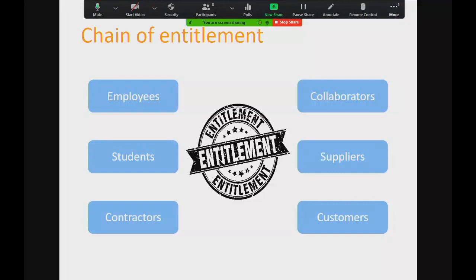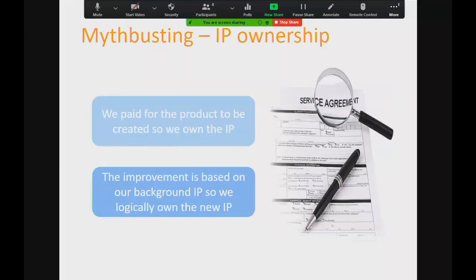Get that chain of entitlement, get those assignment documents in place. The myth busting, yeah, we paid for it, so we own it. Or the improvements based on our background IP, so it's our IP. No, no, and no. Whoever creates it typically owns it, unless there's some terms in place that say otherwise. So get the service agreement, get it in place, make sure it says the right things.